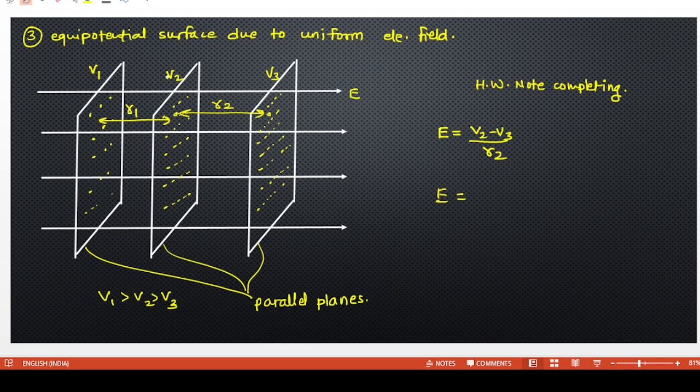What is the potential difference here? V1 minus V2. And what is the separation there? Perpendicular distance, not any other. Perpendicular distance is R1. So if the electric field is uniform, you can use this formula.